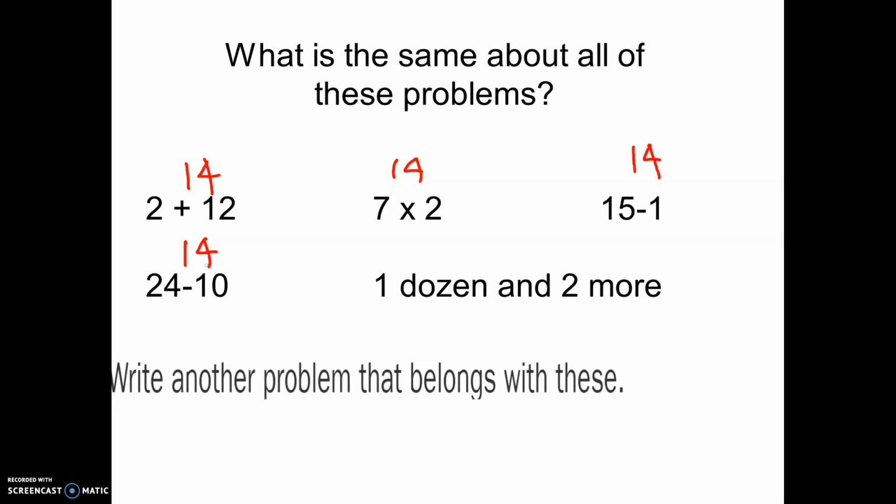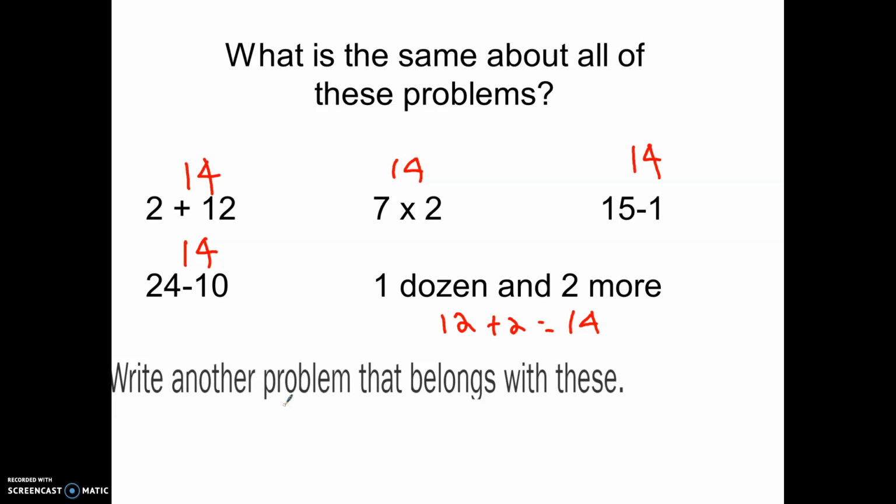1 dozen is a bakery term. When you are buying a dozen of something, that means you're buying 12 of something. Like if you buy a dozen eggs in that container at the grocery store, there's 12 eggs in there. Or if you go to the bakery at the grocery store and you buy a dozen cookies, you're buying 12. So I know that a dozen is 12. So 12 and 2 more is also going to be 14. So what's the same about all of these problems? They all equal 14.